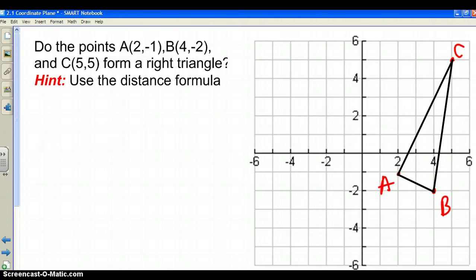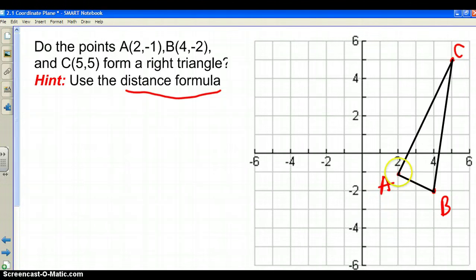And we're trying to figure out if this is a right triangle or not. This is what it says: does it form a right triangle? It says use the distance formula. It's kind of a hint for you. I could eyeball it and guess that it might in fact form a right triangle, but we really need to go a step further and use the distance formula really 3 times.